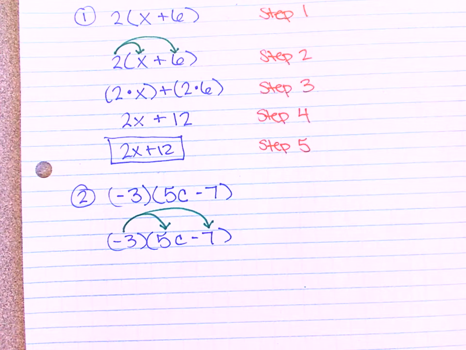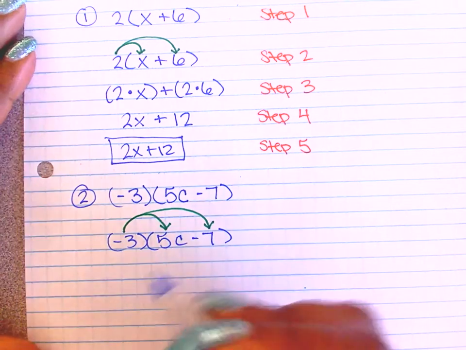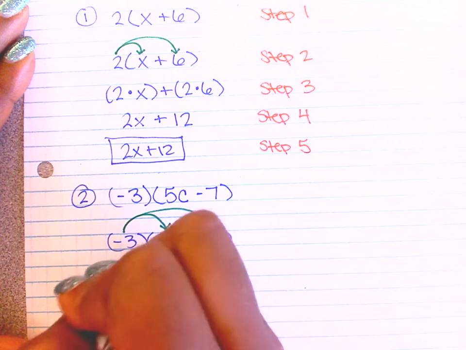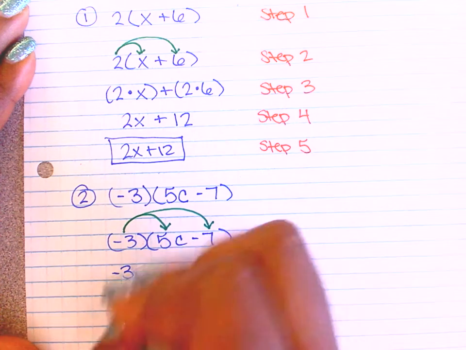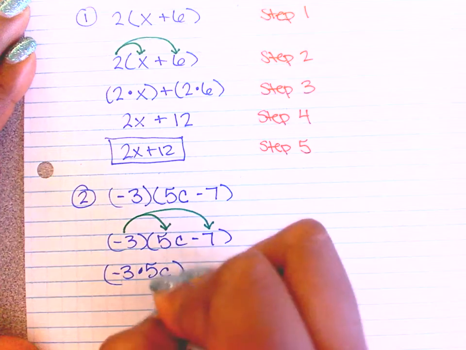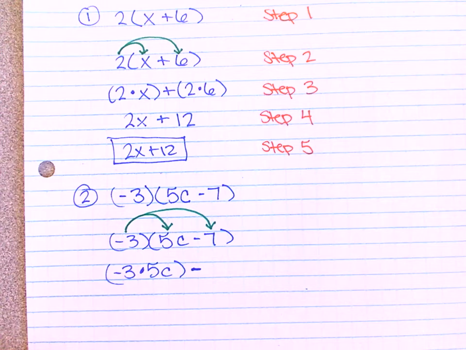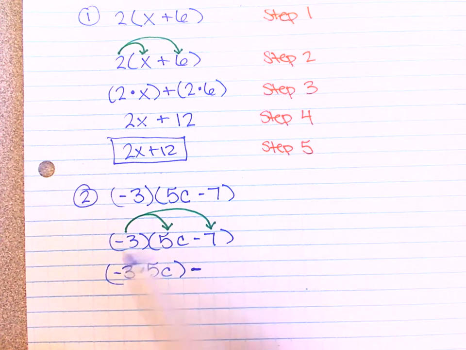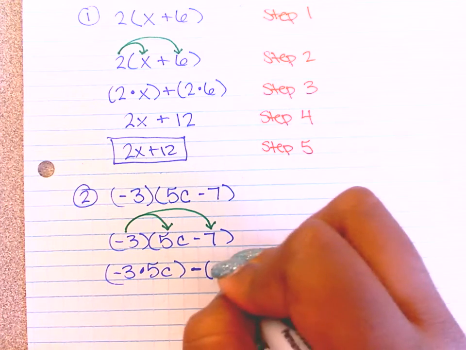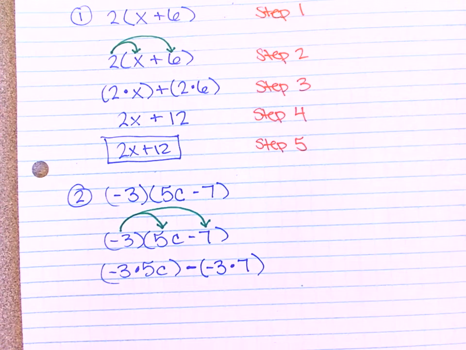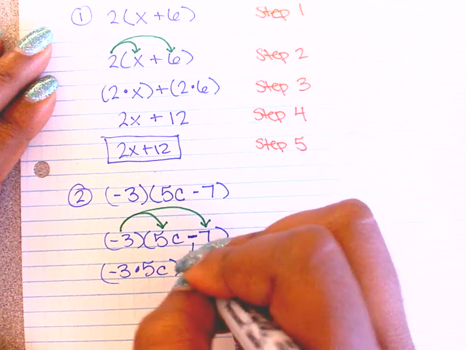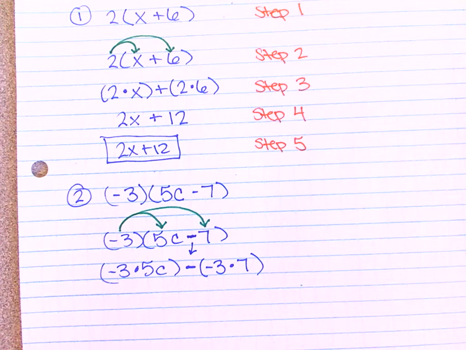We're all writing. So then when I write it out, I have all the arrows. -3 times 5c. It's my first one. Then it's a subtraction problem. And then I have -3 times 7 when I follow the arrow. This sign right here is what went there. You have to be careful when it's a negative.